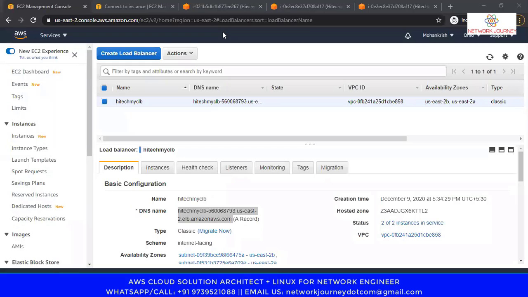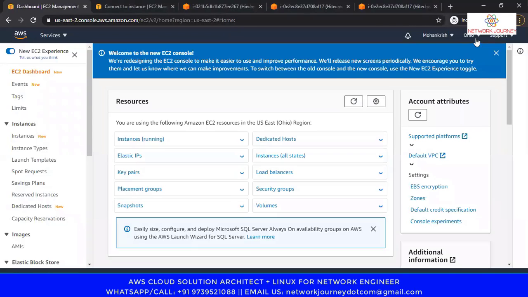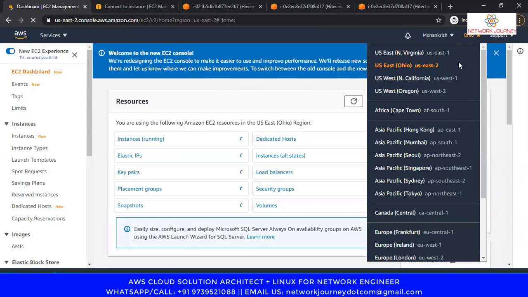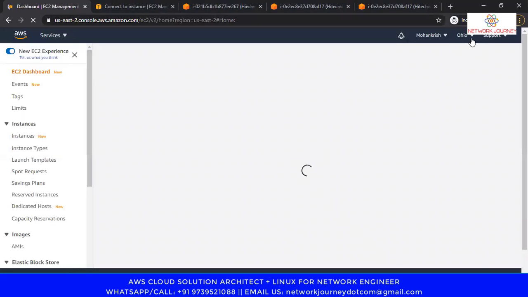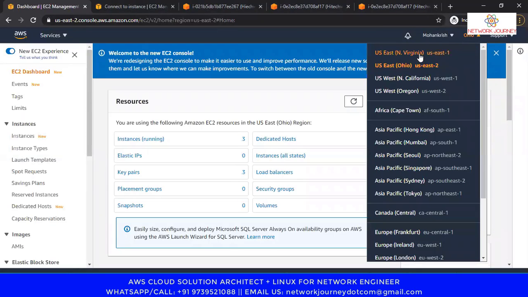Let me show you the console. See guys, this is the AWS console. In this AWS console, you can see they have multiple regions, and those regions are spread all over the world. As I said, in Northern Virginia they have a data center.